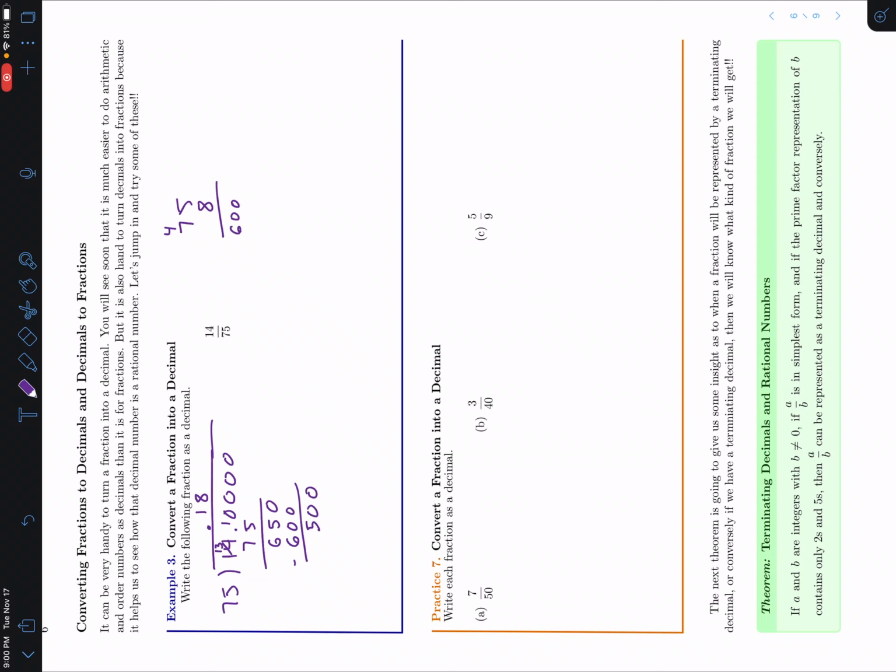So 75 goes into 500. Let's see, 7's 49. I think that's going to be too much. Let's try 6. So it says 30, 42, 45. Oh, I forgot to put my 6 up there.